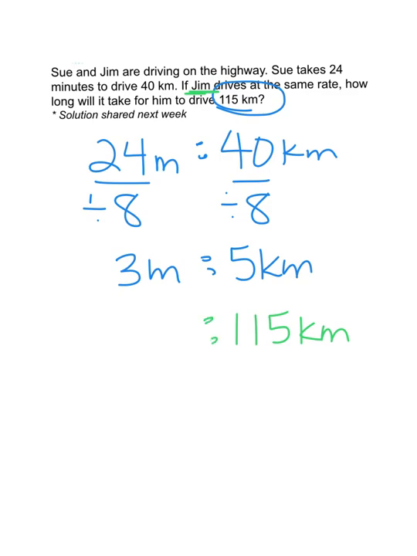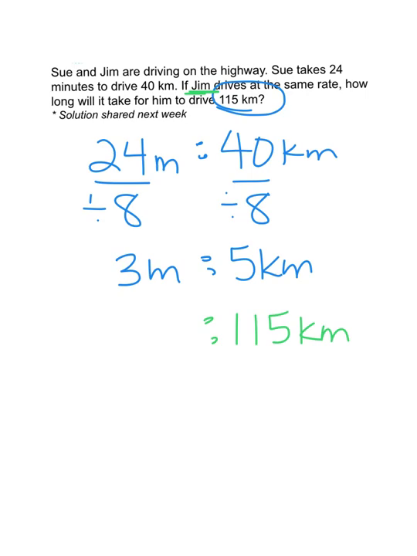And what the problem tells me is that he's actually driving at the exact same rate. So I need an equivalent ratio when I'm solving this problem. So I've got to look at 5 to 115. What is it that I'm doing to 5 to get to 115? Now I know that 5 is going to divide evenly into 115.